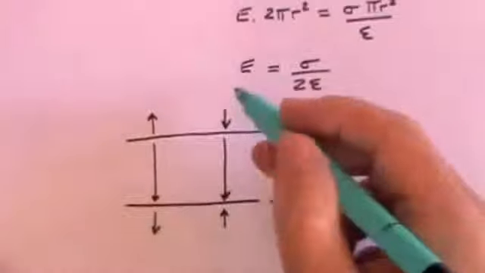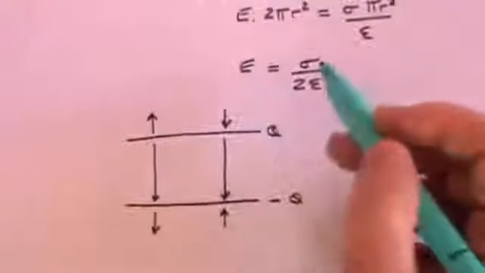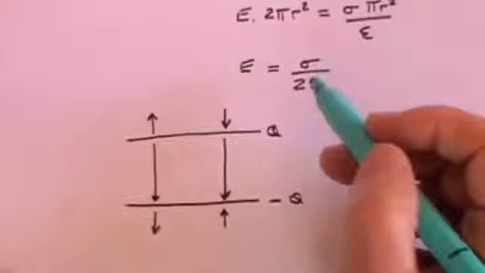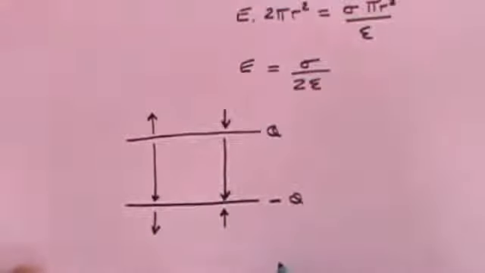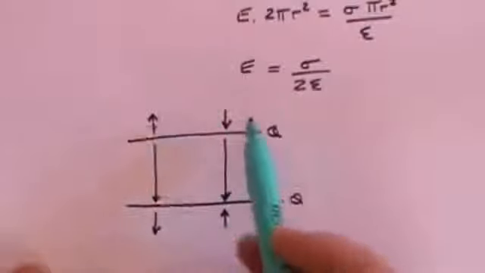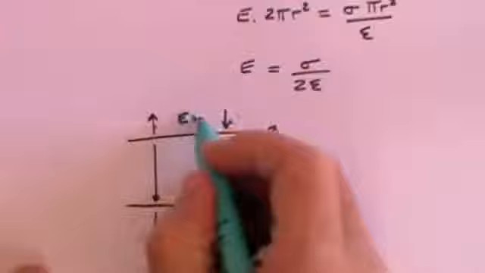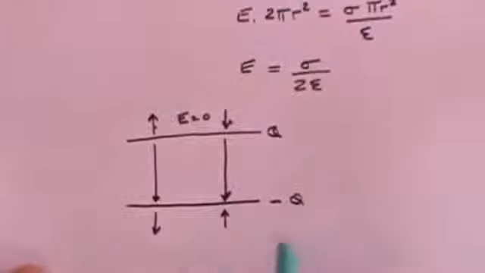Remember, it doesn't matter how far you go above the plate, the field strength remains the same. It's what we just showed here. So what does that tell us? Well, if you look at the effect of the two plates, outside this field will cancel this field. So outside at the top, E will be 0.